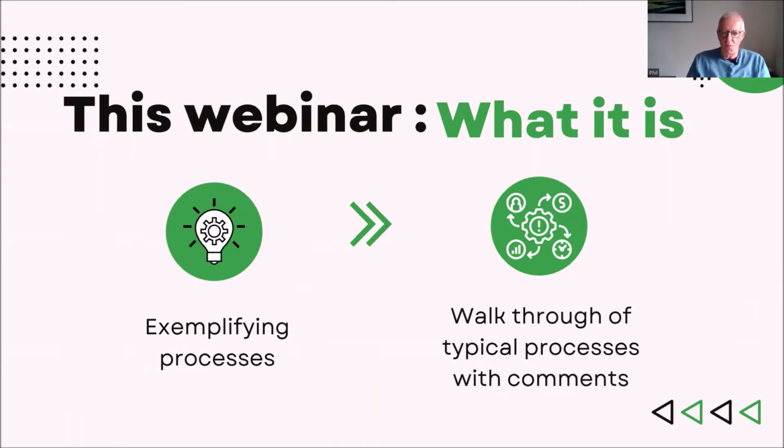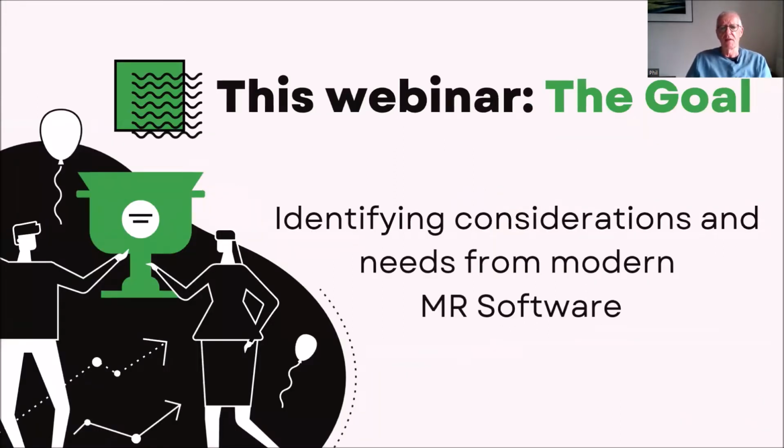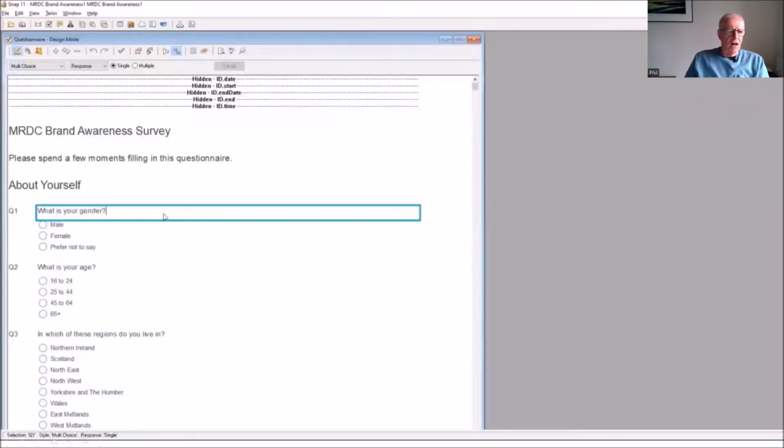Try and think about what you want to do and what your clients want you to do in that. So we're going to be identifying considerations and the needs that I think you have from modern market research software. So as I said, I'm going to start by looking at the collection process.